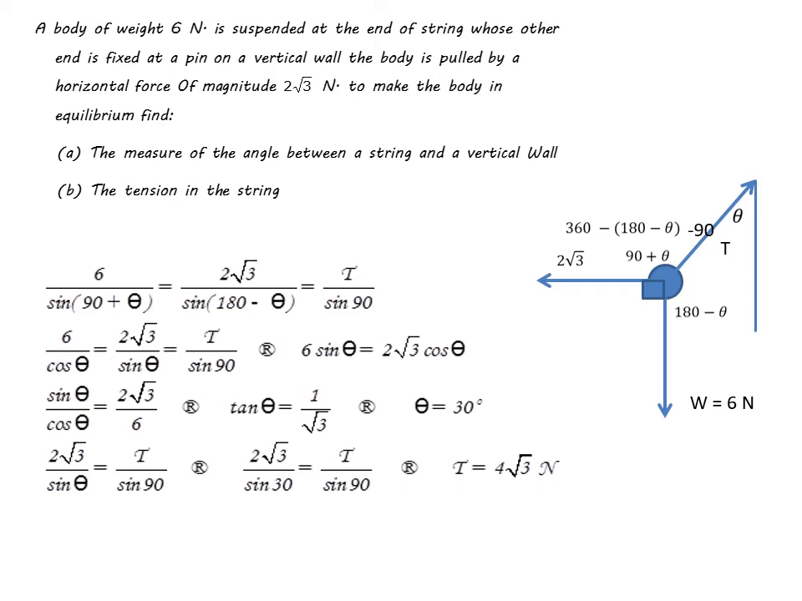What about sine over cosine? It means tan theta equal 1 over √3. After simplifying, shift tan or tan minus 1 of 1 over √3, it will be 30 degrees. After finding the angle theta, finally you can say that 2√3 over sine 30 equal tension over sine 90. Finally the tension will be 4√3 Newton.